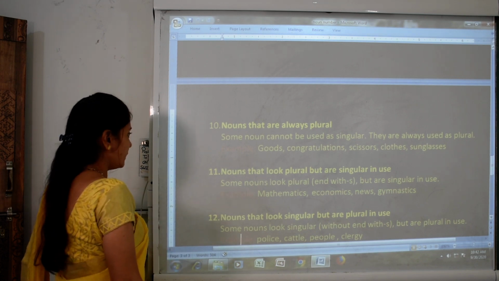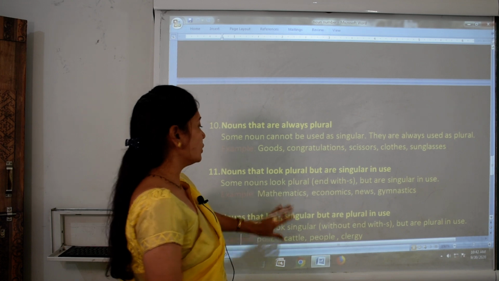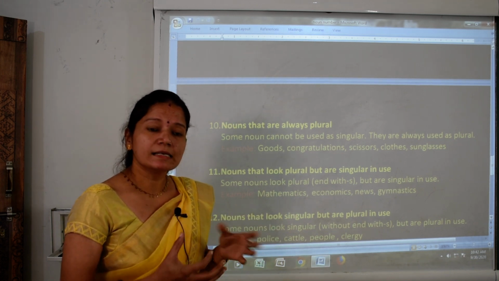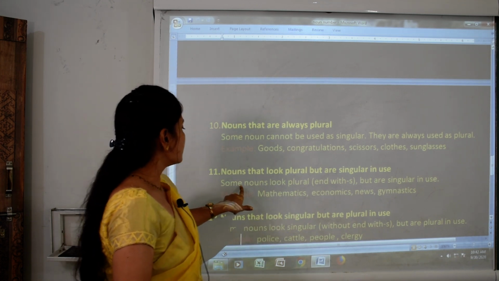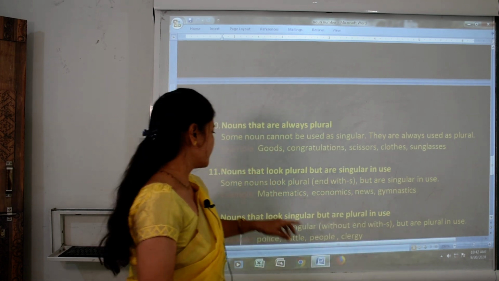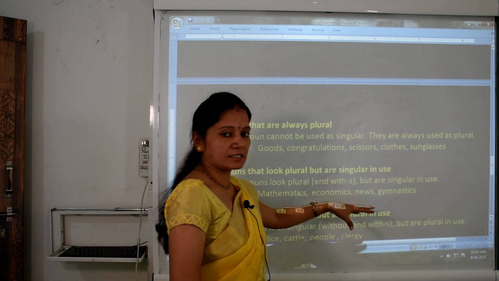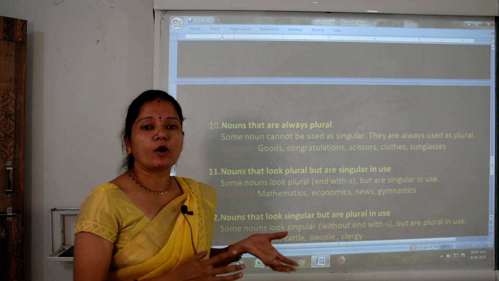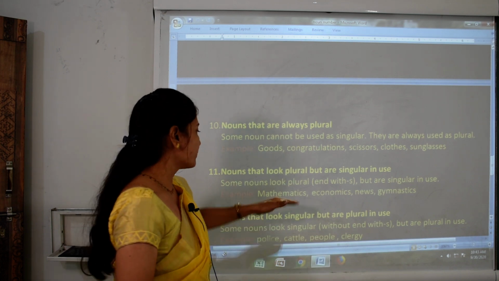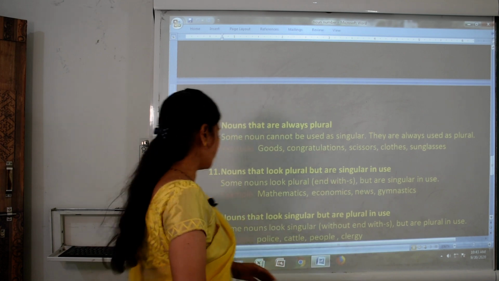Okay. Now let's see rule number 11. Nouns that look plural but are singular in use. These are the nouns that look plural but are always used as singular. Some nouns look plural with S but are singular in use. So don't be confused by words that end in S but are not plural. They are always counted as singular. Mathematics, economics, news, gymnastics.